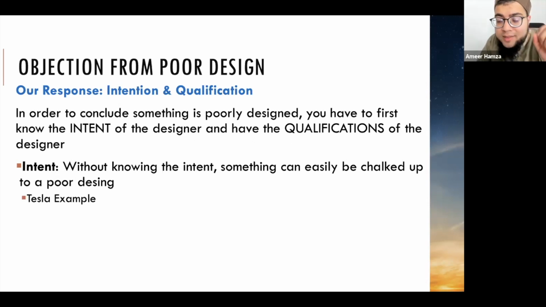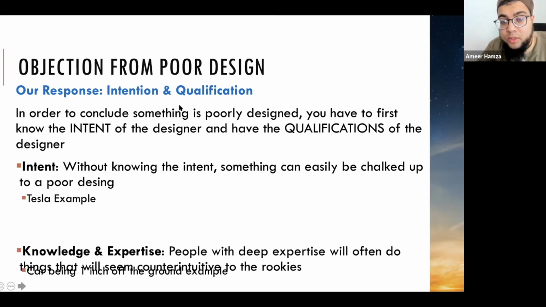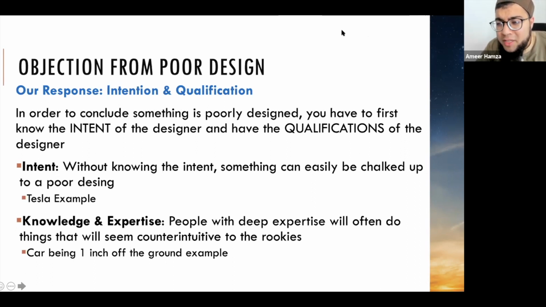So similarly, the eye example they gave, maybe you don't understand the intent of the designer behind putting the wiring in the front and photocells in the back. Similarly, they say if you're going to judge a fish by its ability to climb a tree, obviously you're going to conclude it to be a failure. Well, you need to know the intent. That's the first thing. Here's the second one, qualification. Do you have the knowledge and the expertise of the designer? Because sometimes people with deep expertise will often do things that seem counterintuitive to the rookies.